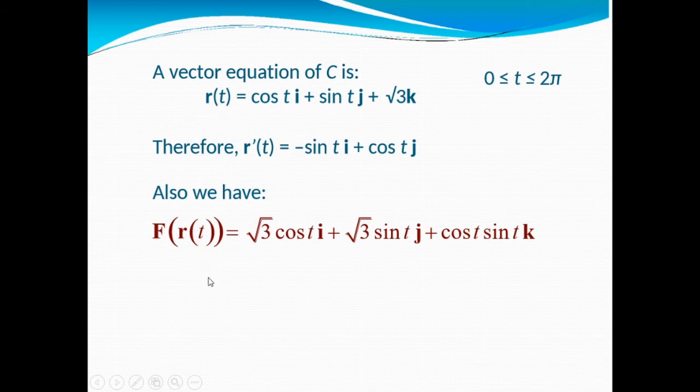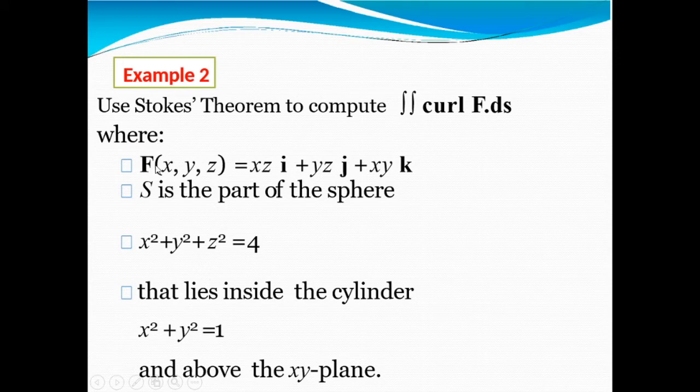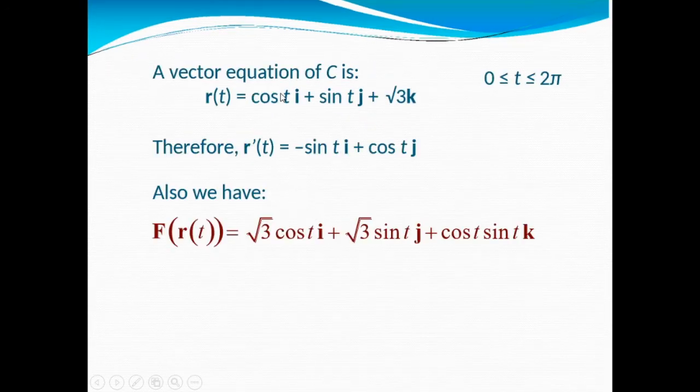Now if you see the previous question, F of x, y, z is given as xz i. So we have to consider the value of x and the value of z for the i component. Here, if you see the three components, this is x i plus y j plus z k. So we want x and z, that is xz i. So x is cos t, z is root 3. So root 3 cos t i.